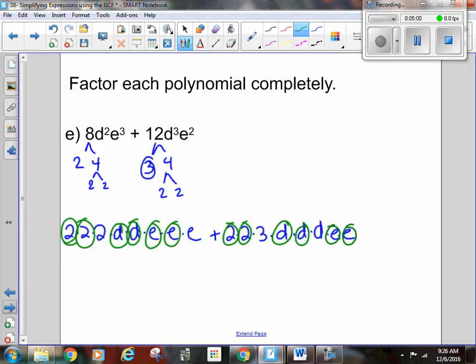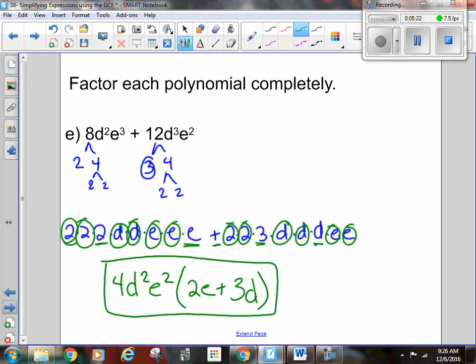Okay, so same thing as we did before. So we have 4t squared e squared. This is my GCF, but now we're going to finish factoring. So in parentheses, we're going to put what we have left. We have 2e left from the first one, plus, and here I have a 3d. That's factoring it completely. This is where you leave your answer at.